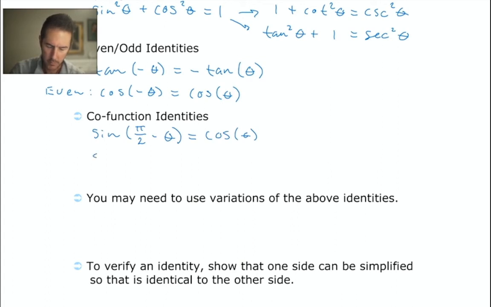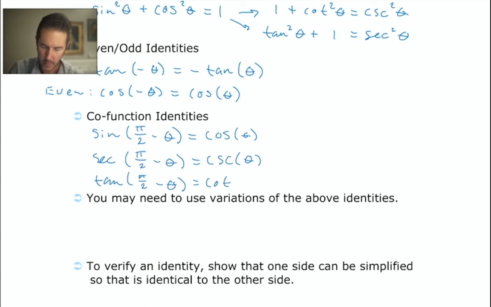The secant of 90 degrees, or pi over 2 radians, minus an angle measure theta is equivalent to secant's co-function, cosecant, of theta. No surprise there. And tangent, same spiel. Pi over 2 minus theta is equal to cotangent of theta.